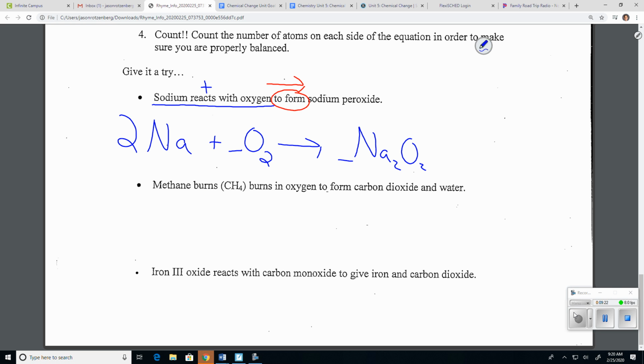Let's look at the second one. If it's a compound that we would not expect you to know the formula for, we will give that to you. For example, methane is CH4. That's actually what comes out of our gas jets. Methane burns in oxygen to form carbon dioxide and water. And this is the chemical reaction that occurs every time you light a Bunsen burner. It undergoes a chemical change. So, methane, CH4, burns in oxygen. Means it's reacting with oxygen, and I know oxygen is a diatomic.